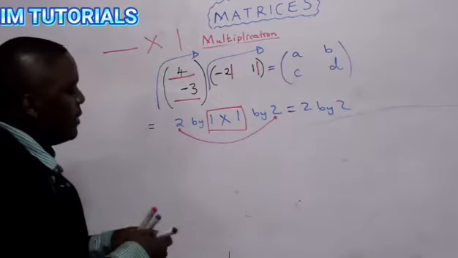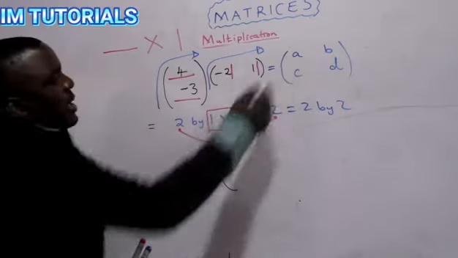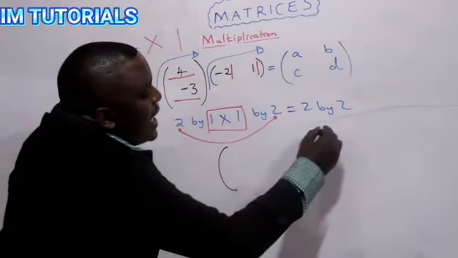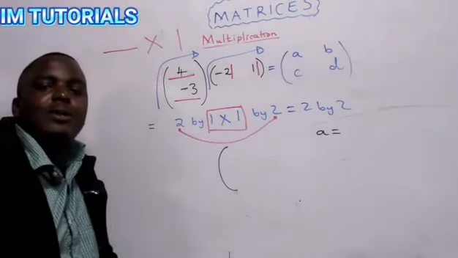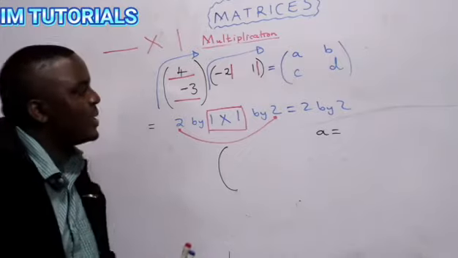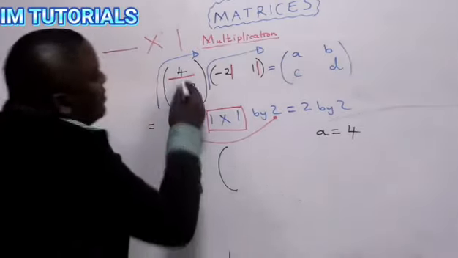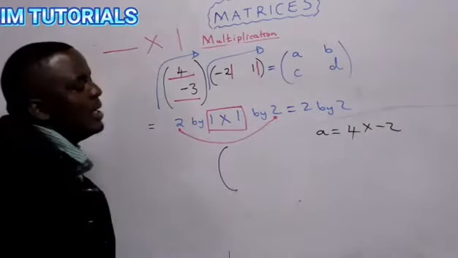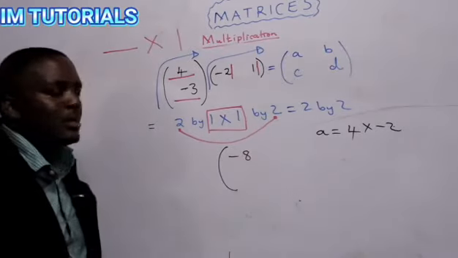So I am now focusing on A. How to find A. Right. To find A, you choose the appropriate row to multiply the appropriate column. So the appropriate row here is 4, and the appropriate column is minus 2. So 4 times minus 2, you get minus 8.